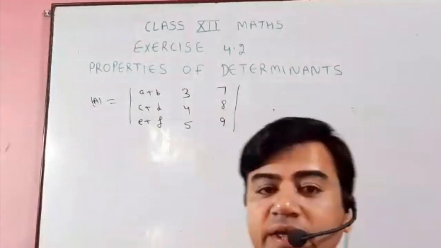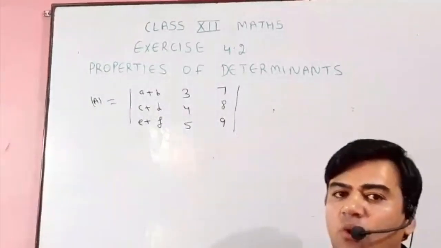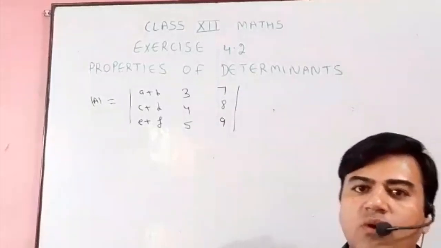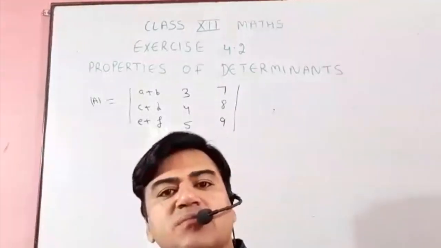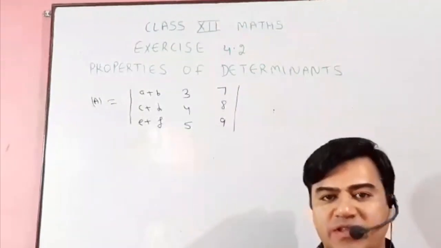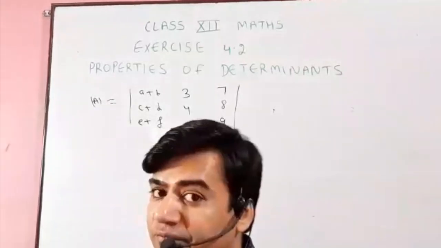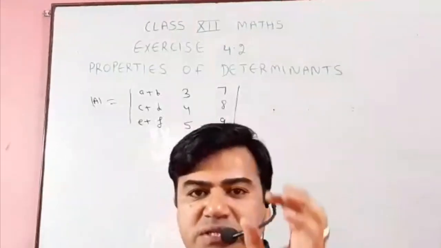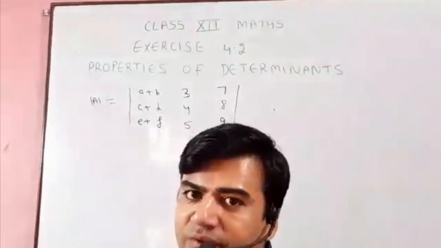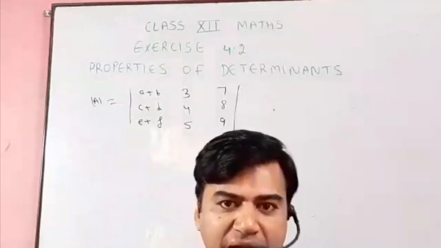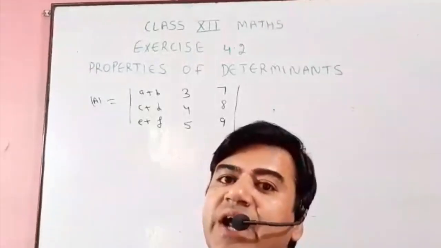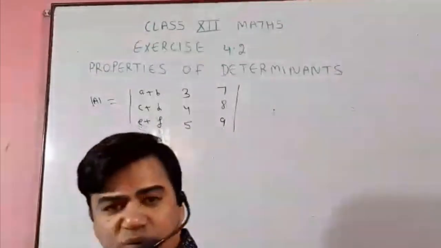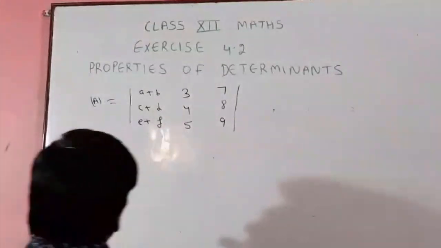The fifth property is: if any row or column of a determinant is a sum of two terms. Listen again. If any one row or column of a determinant is a sum of two terms, then we can express that determinant as a sum of two determinants. Let us prove this by an example.